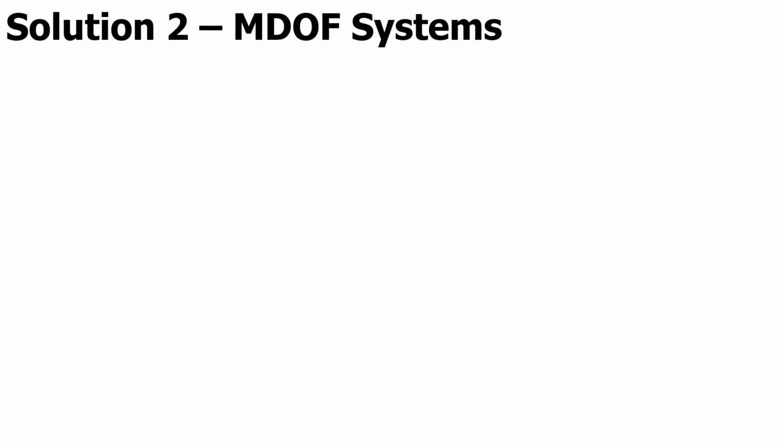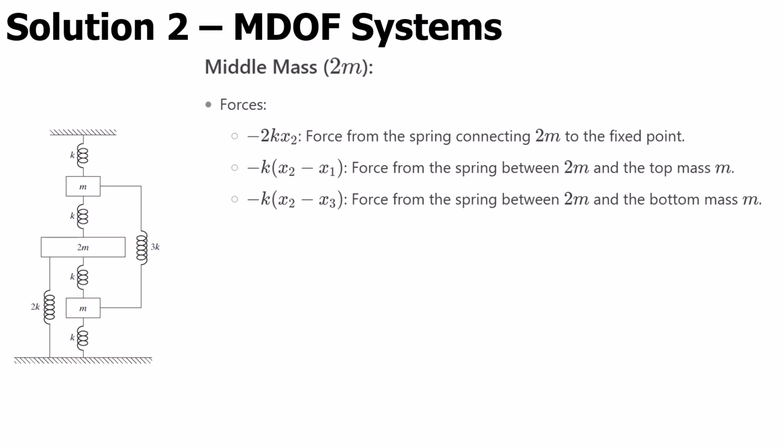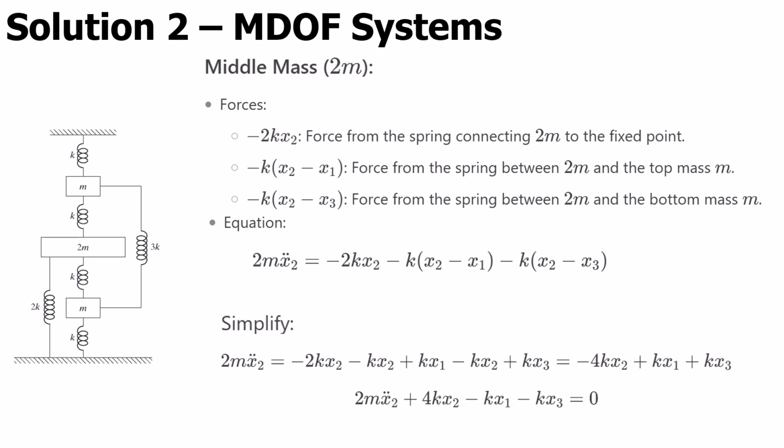Now let's analyze the middle mass 2m. The forces acting on it are a restoring force from the spring 2K anchored to the fixed point, a coupling force from the spring K connected to the top mass, and finally a coupling force from the spring K connecting it to the bottom mass. So the equation of motion comes from applying Newton's second law, and then the only thing left to do is simplify and rearrange the equation, and that is the result.